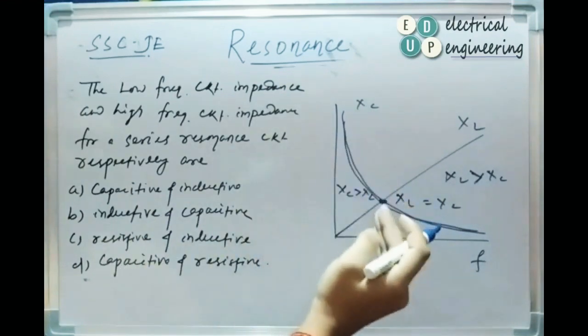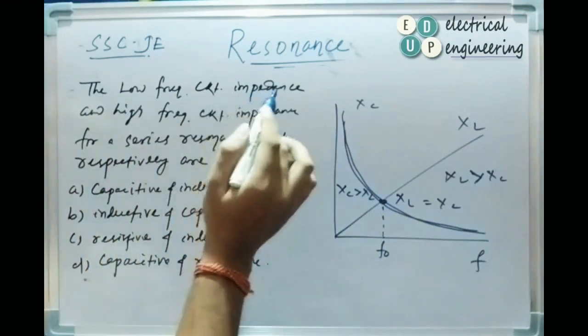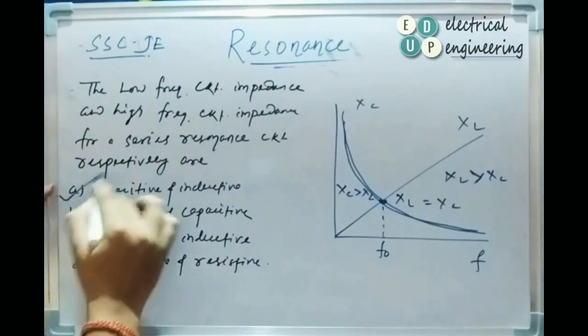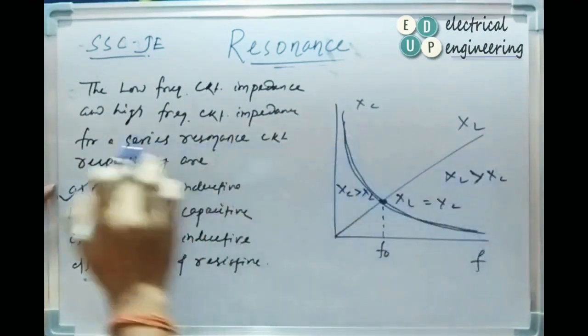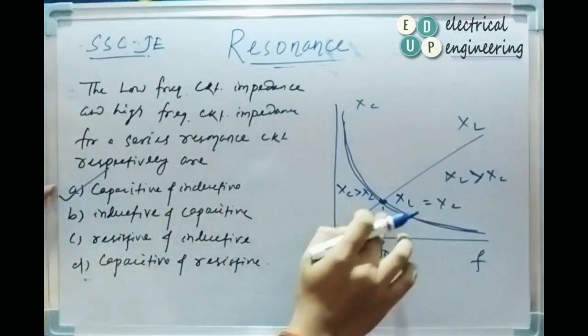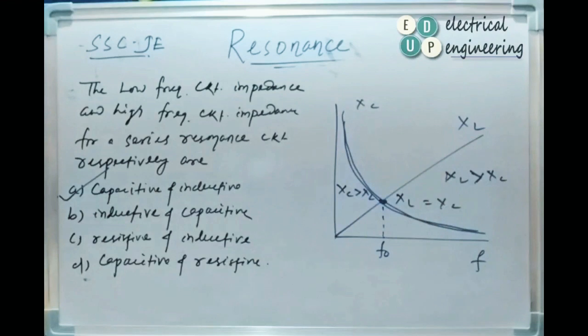So at low frequency, the circuit impedance is capacitive. At high frequency, the impedance for a series resonance circuit is inductive because XL is higher. So option A will be correct.